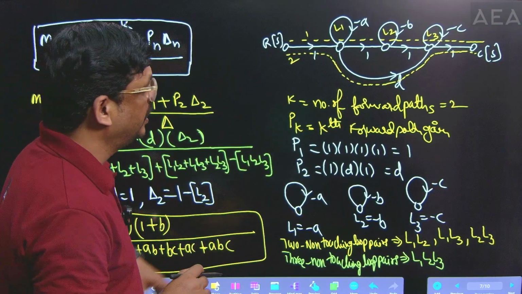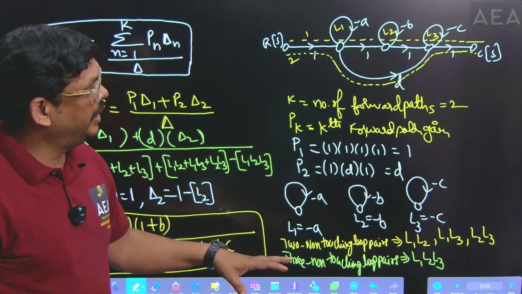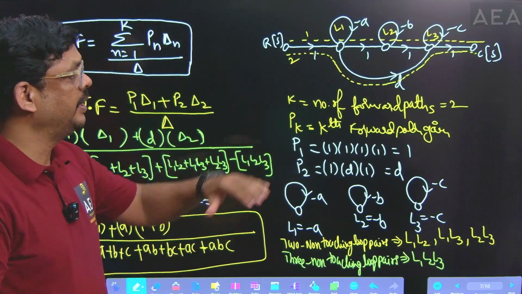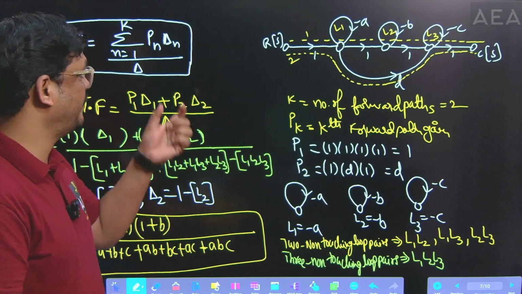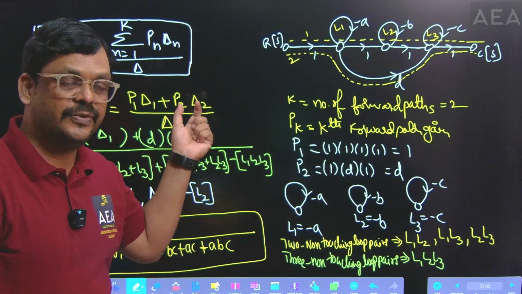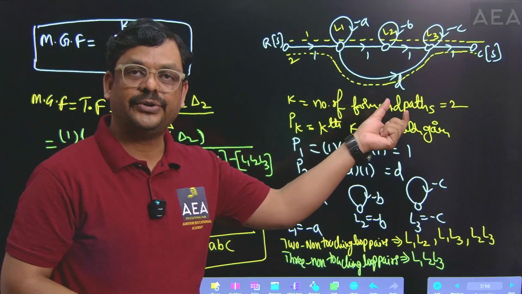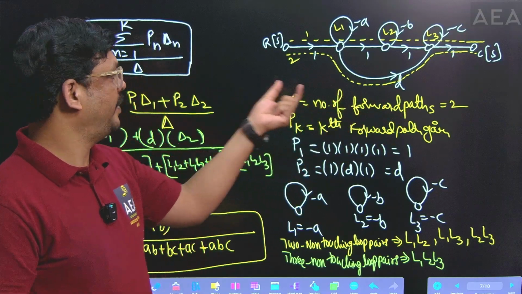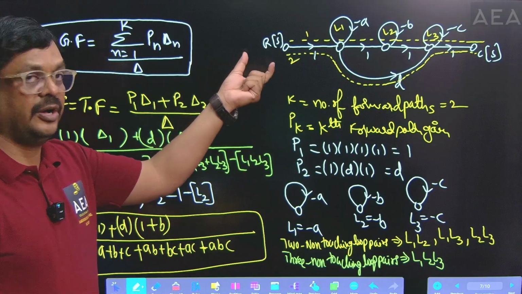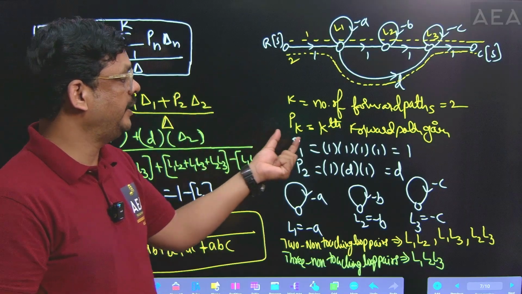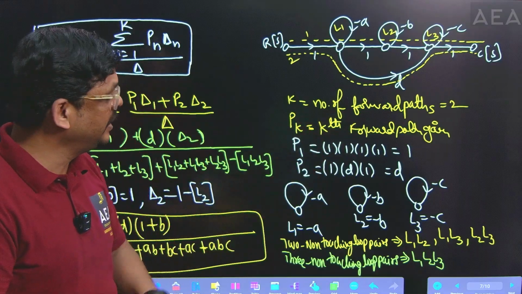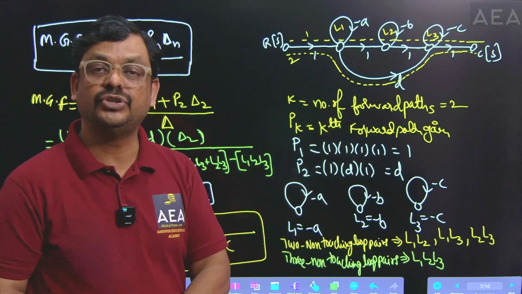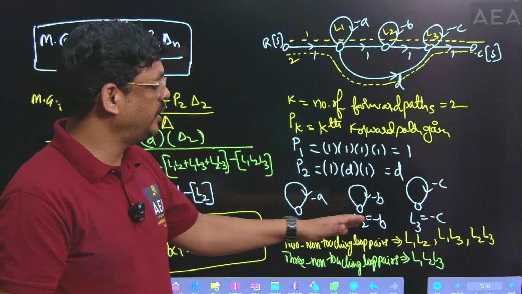Just here I wrote the complete analysis. As per procedure, just follow this standard step-by-step analysis. First of all, we have to write Mason's gain formula. Later, find out the number of forward paths. Based on the number of forward paths, write the transfer function formula of this signal flow graph. Later, find out the first forward path gain, second forward path gain based on the number of forward paths. Later, find out the individual loops. Then two non-touching loop pairs.